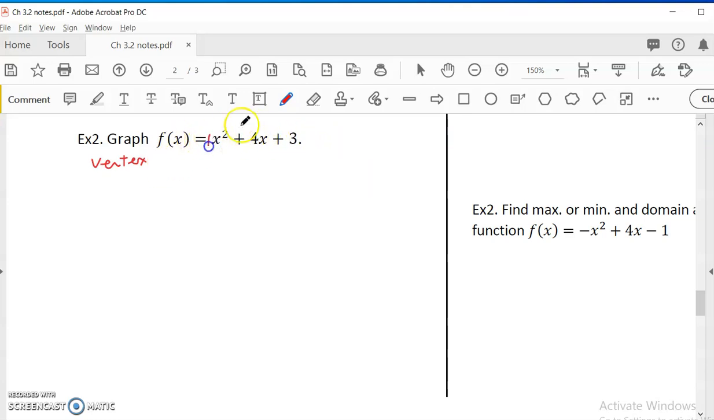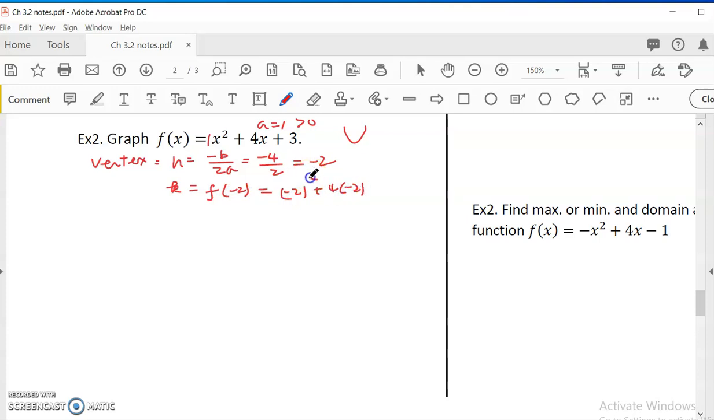So I know a is 1, right? A equal to 1, positive. We know that it is facing up. And then the vertex is what? You have to do h first, negative b over 2a. That is negative 4 over 2, so it's negative 2. And then k is f of h, so it will be f of negative 2. So it will be negative 2 squared plus 4 times negative 2, plus 3. So that means 4 minus 8 plus 3. That is 7 minus 8 is negative 1.